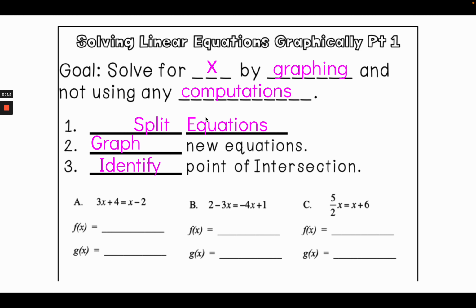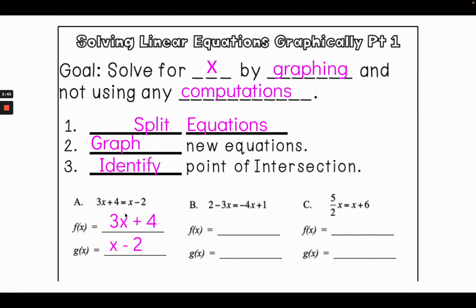To split equations, the process is we're going to look at the equation and split it down the equal sign. This left side will become one new equation. This right side will become a second new equation. And they're going to be named two different names. Our left side will be called f of x, so f of x equals 3x plus 4. And our second equation is called g of x, and our g of x is going to be the right side. So g of x equals x minus 2.